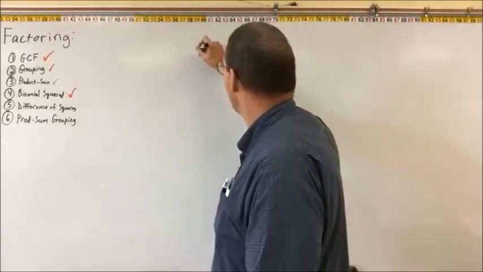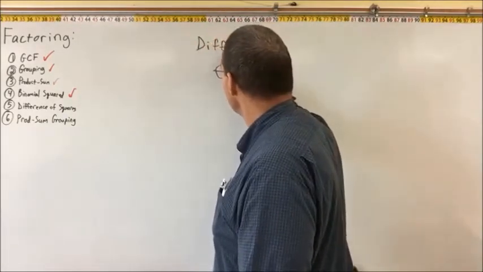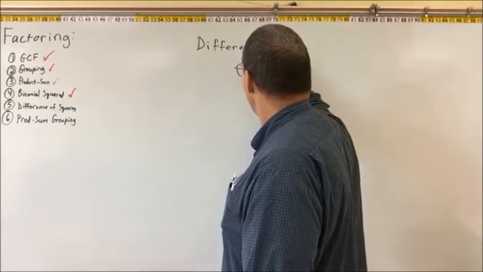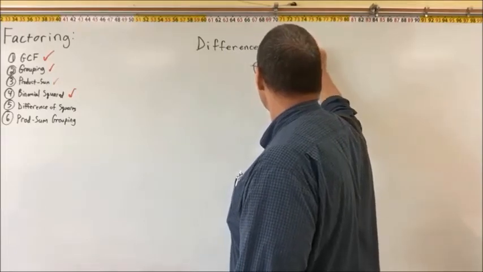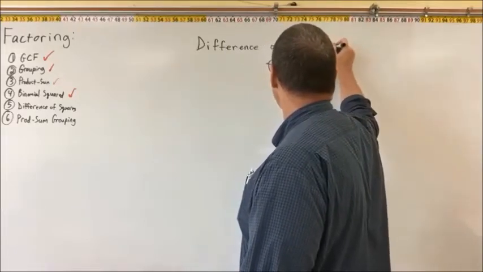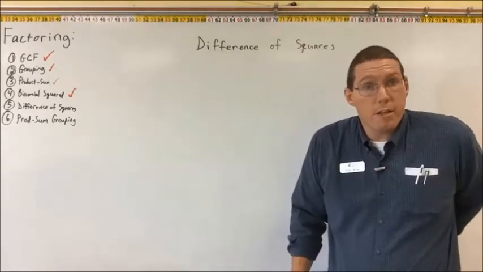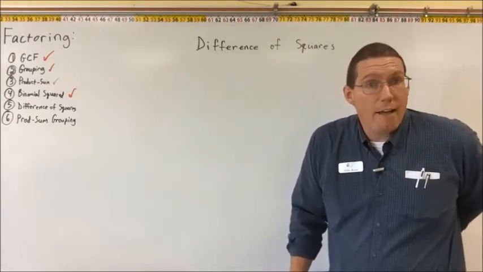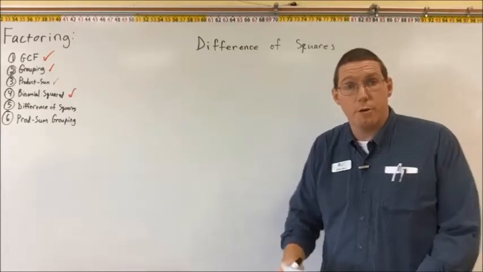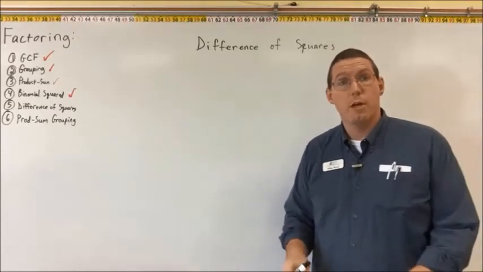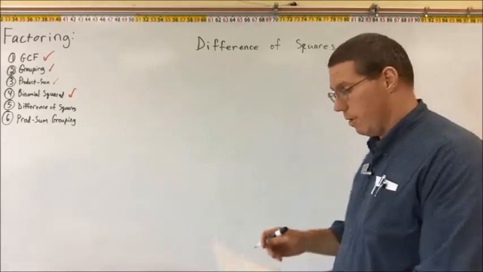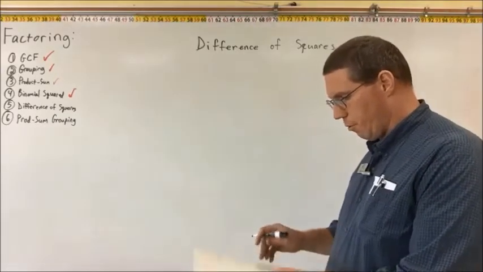Okay, so this is called a difference of squares. You'll hear some people refer to it as a difference of perfect squares, but what you're going to see in this video is that it does not have to be perfect squares in order to use the difference of squares procedure. So I just call it a difference of squares.